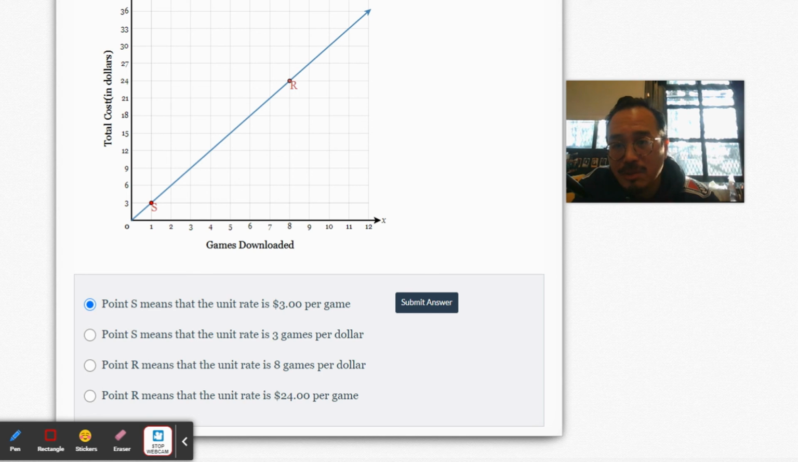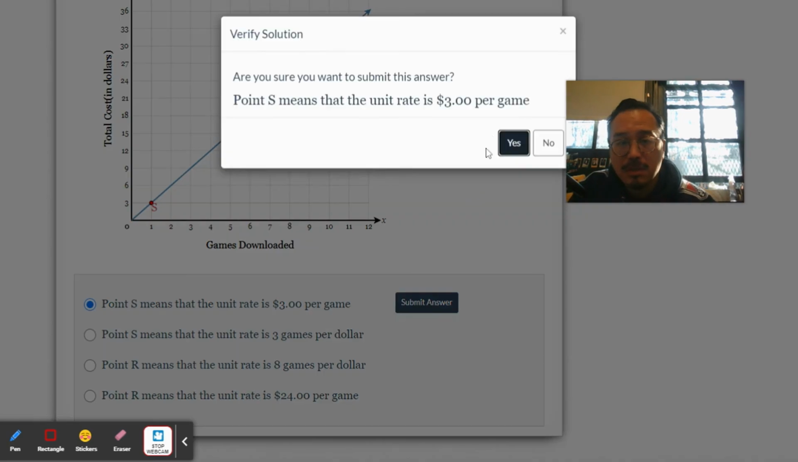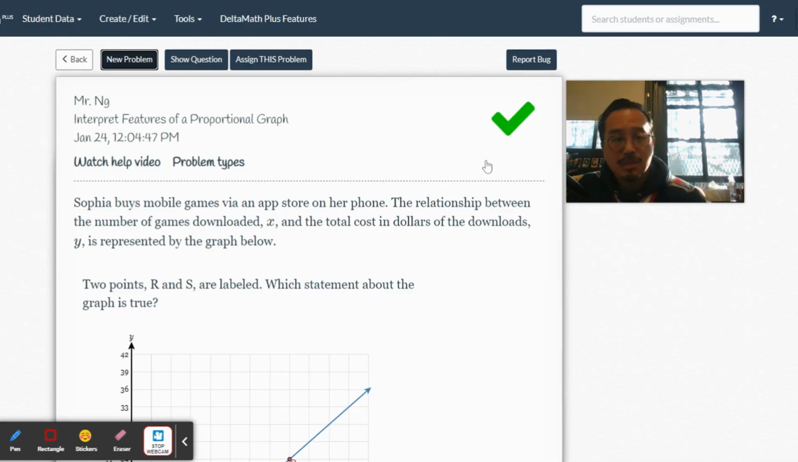And lastly, point R means that the unit rate, again, doesn't say anything about the unit rate. The only thing point R tells you, to save some time for tomorrow or rather Wednesday, is that the coordinate is (8, 24). So that means 8 games would cost $24. That's all that means. It doesn't say anything else. Okay, that's it. Submit. And that's it.